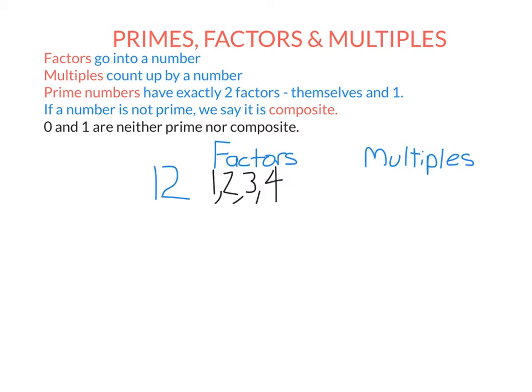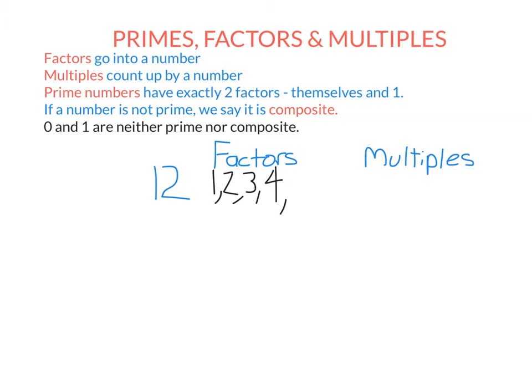5, however, is not a factor of 12. It doesn't go evenly into 12. You can't times 5 by a whole number to get 12. If you divide 12 by 5, you don't get a whole number. So for all those reasons, 5 doesn't go into 12, and so it's not a factor.